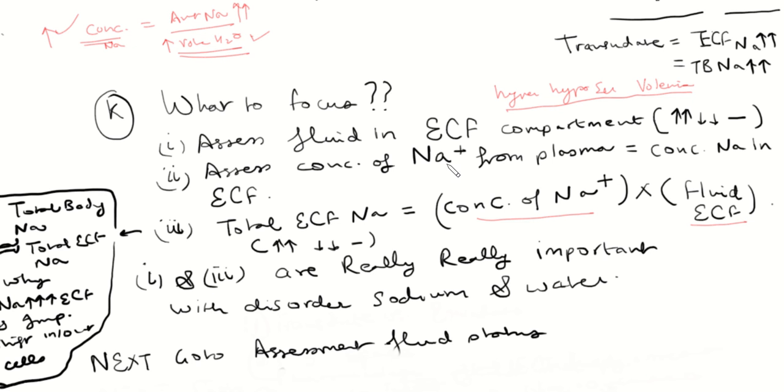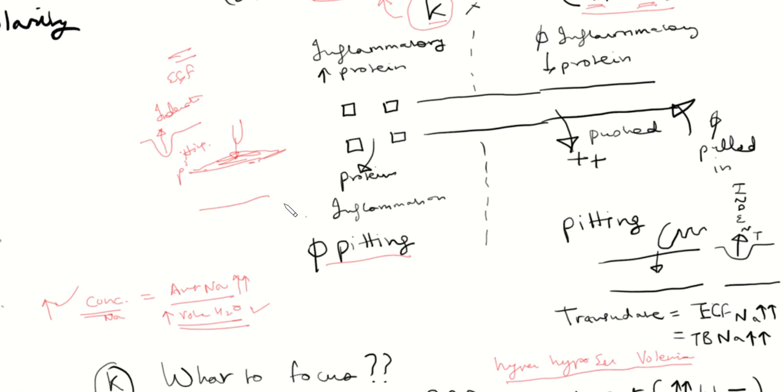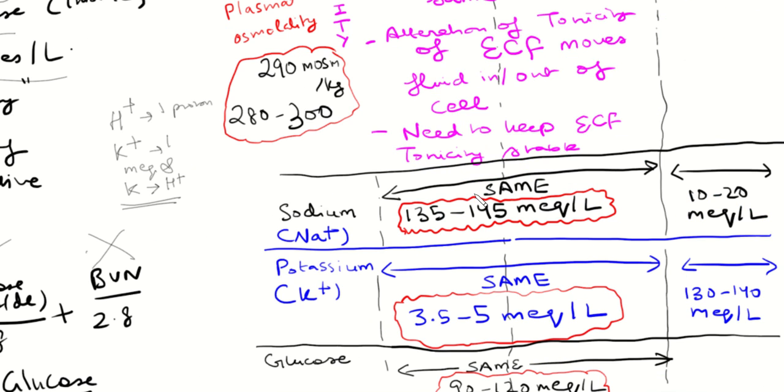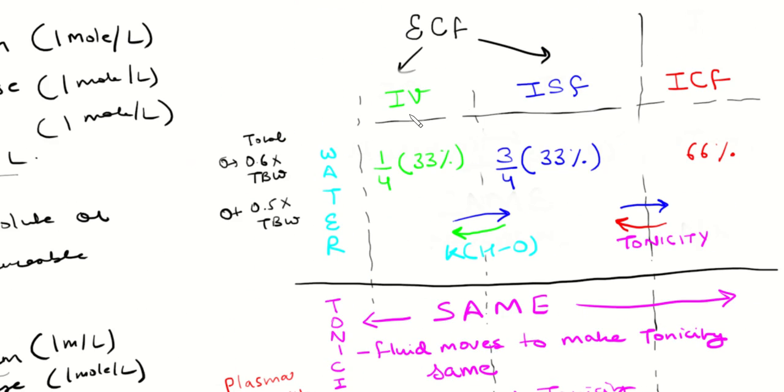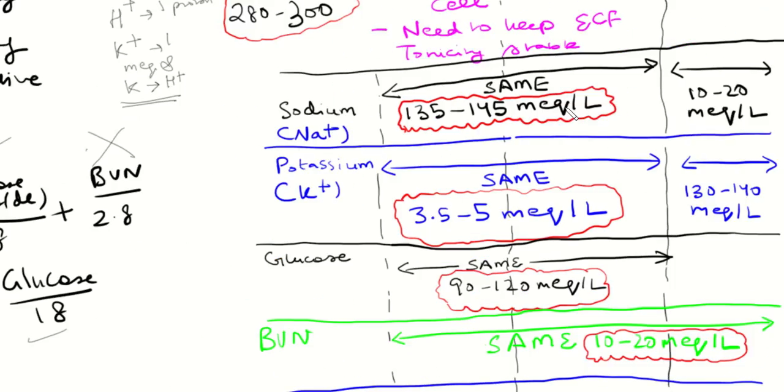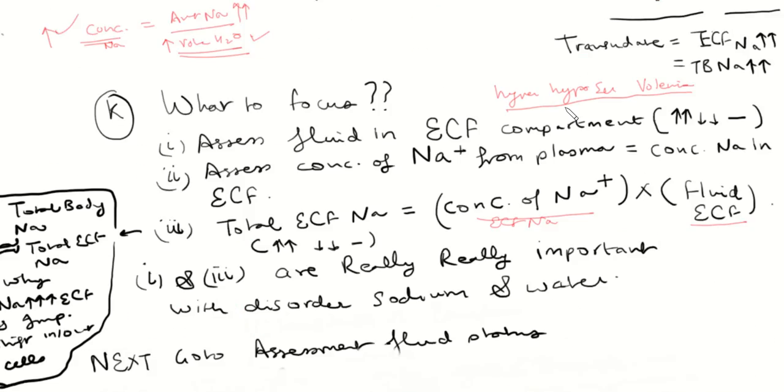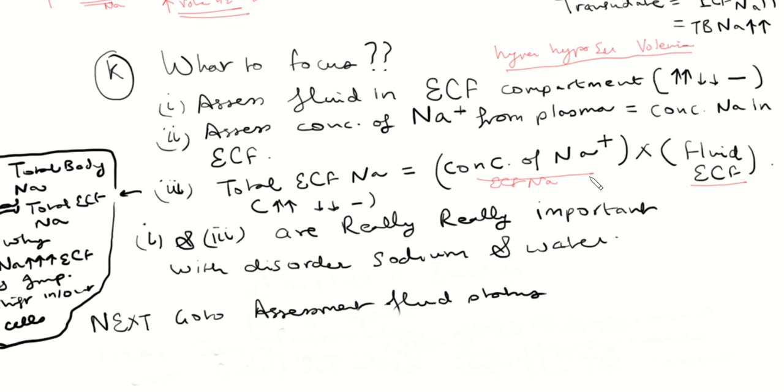Right? Now the plasma sodium is the same as, you got it, ECF sodium. We looked at it a while back. Remember electrolytes? See sodium? It's the same between the intravascular and the interstitium, right? So I draw somebody's blood, I can get their concentration of sodium, and it will give me concentration of sodium in the extracellular space. I can assess the fluid in the extracellular space. So those two would give me how much sodium is there in their extracellular space, right?